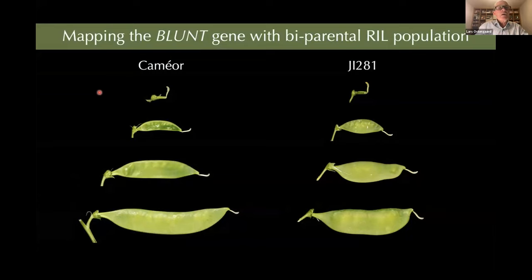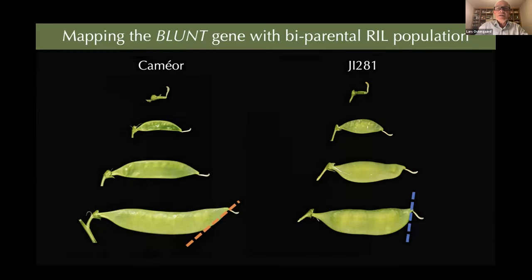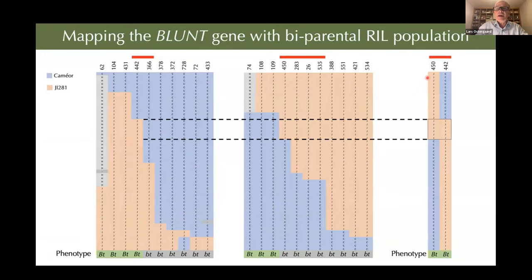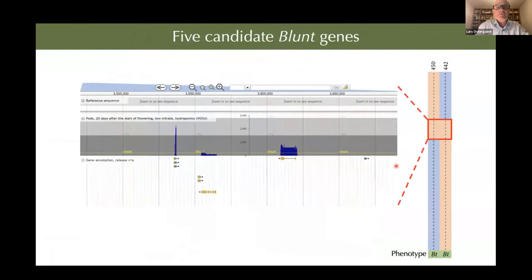And we have also exploited a recombinant inbred line population at the John Innes Centre between the Cameor pointy variety and another blunt variety called JI281. We could also do genetics and phenotypic analysis and identify an area of the chromosome that particularly associates with bluntness of the pods. And this area is also located at the top of chromosome 3 of pea. And in this particular region that we have identified, there are 5 candidate genes, and one of them may be the blunt gene. But this is what we're going to analyze when we get our genome sequences back, hopefully within the next couple of months.